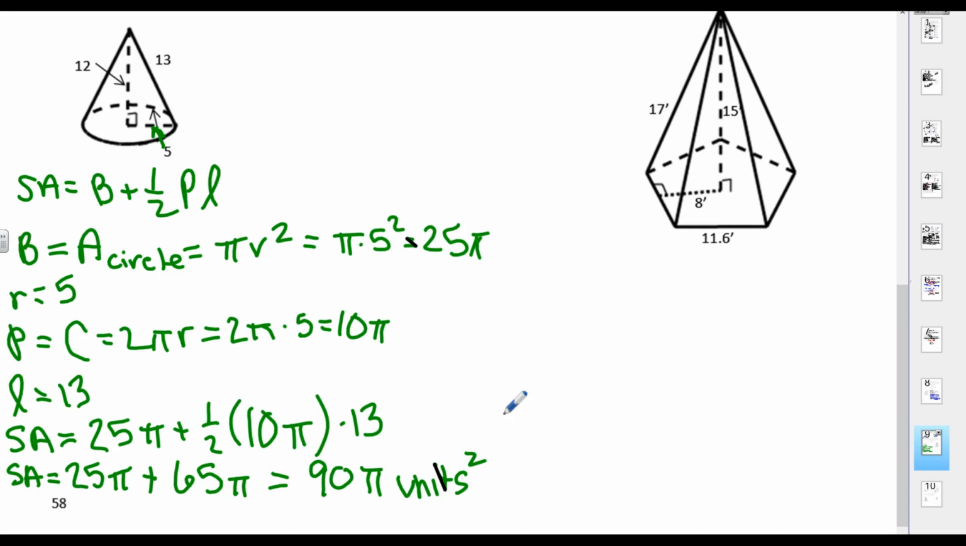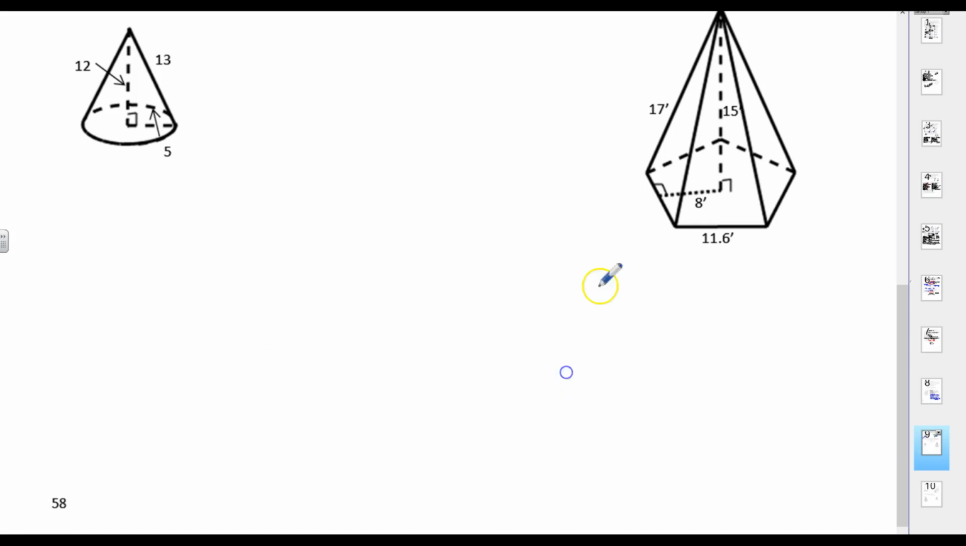Now let's do the pyramid. I'm going to erase what's over here again so I have some more space to work, because my handwriting's really big when I use the stylus. But feel free to come over here and let's do the rest. All right, so let's talk about the pyramid.